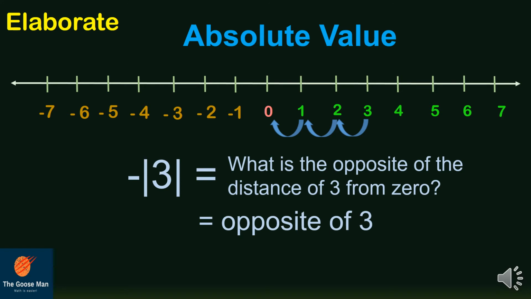But it says here, we will get the opposite of positive 3, right? So therefore, the negative absolute value of 3 means that that is the opposite of 3, and the opposite of 3 is equal to negative 3. So therefore, negative absolute value of 3 is equal to negative 3.